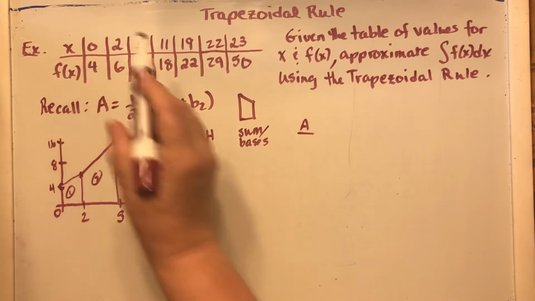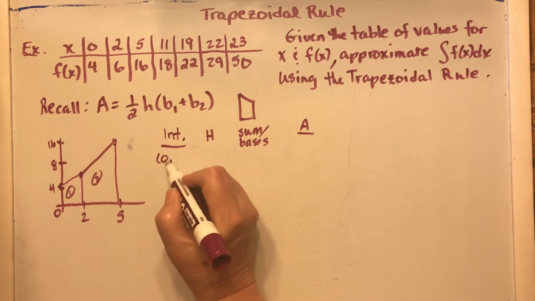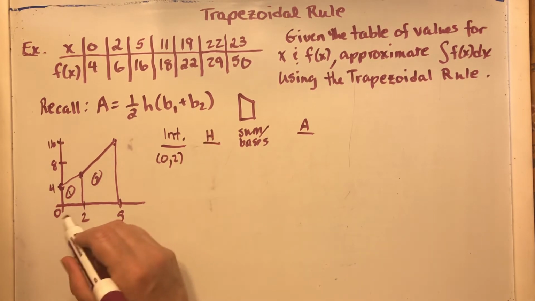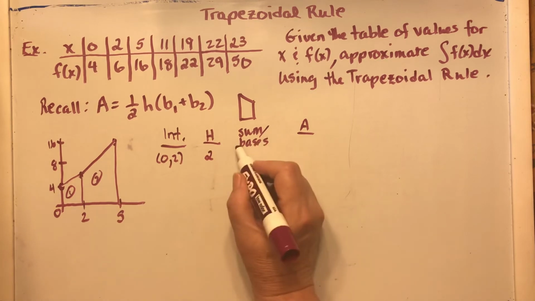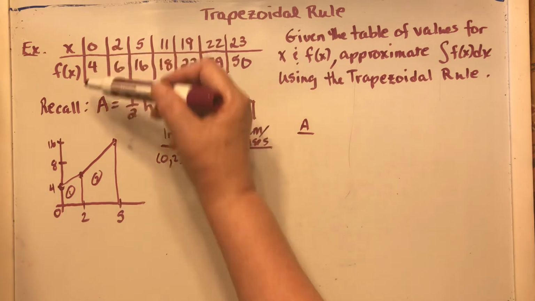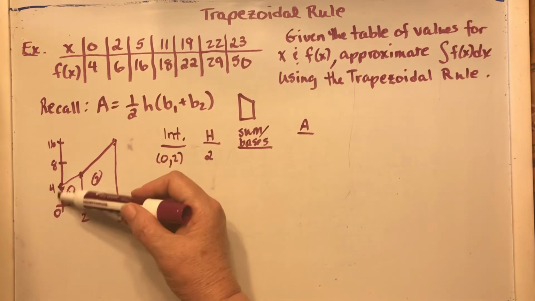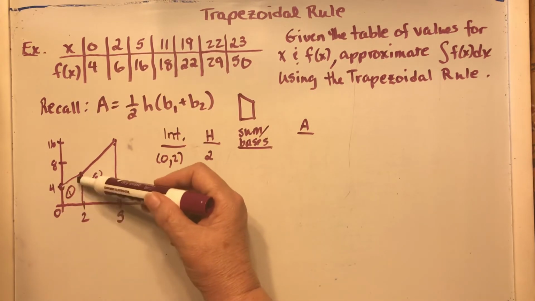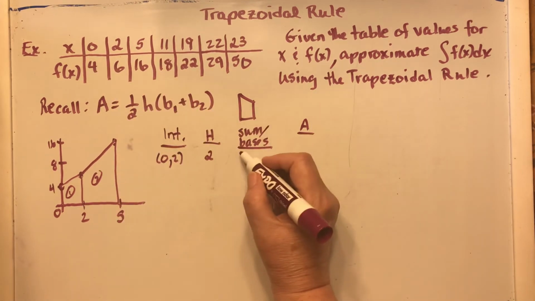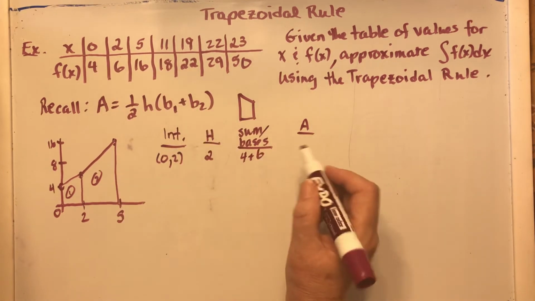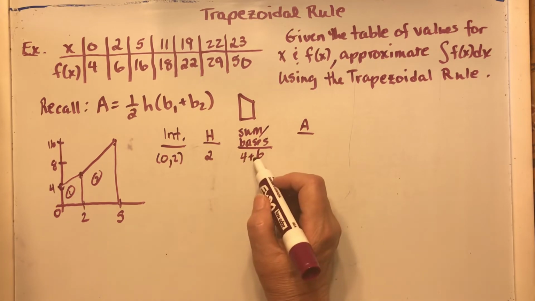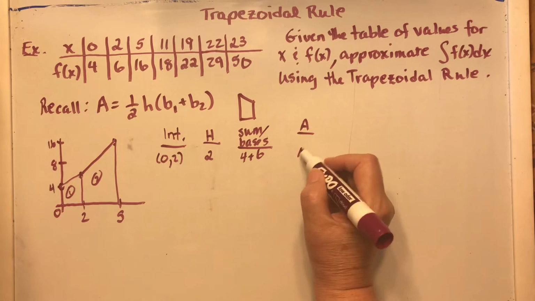So our first interval is from 0 to 2, and again that distance gives us the height of our trapezoid, so that distance is 2. Sum of the bases, all right, if we're going from 0 to 2, then this base has a length of 4, this base has a length of 6, and we can find that in the chart. So we're adding the 4 plus the 6. So we're taking 1/2 of 2 times 10, so that's just going to be 10.